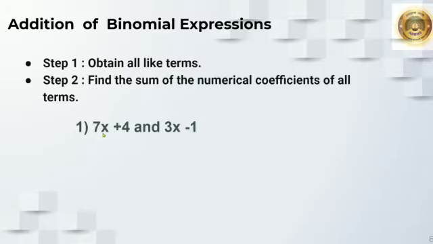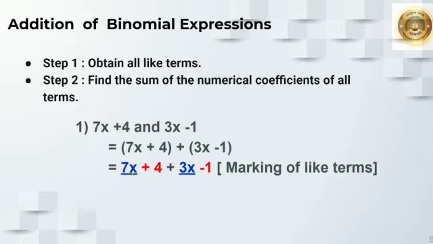The first expression is 7x plus 4 and the second expression is 3x minus 1. First, collect the like terms together. Here you have 7x and 3x, and 4 and minus 1 are constant terms. And then add the two. 7x plus 3x will give you 10x and 4 minus 1 will give you 3. So the answer will be 10x plus 3.